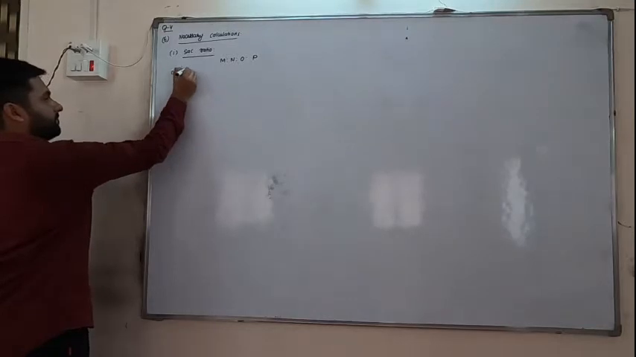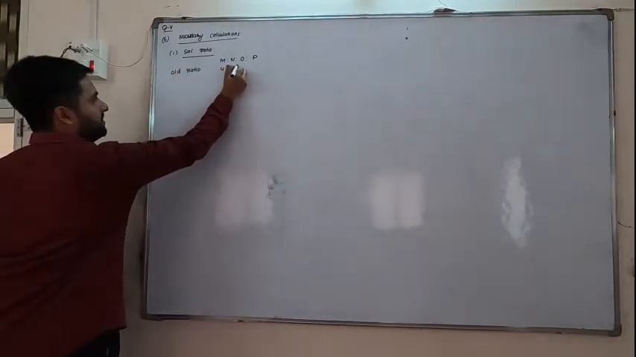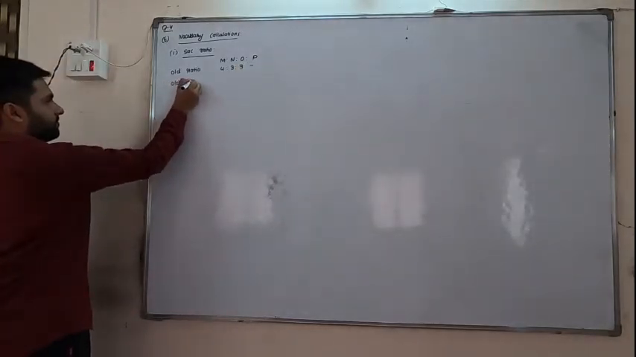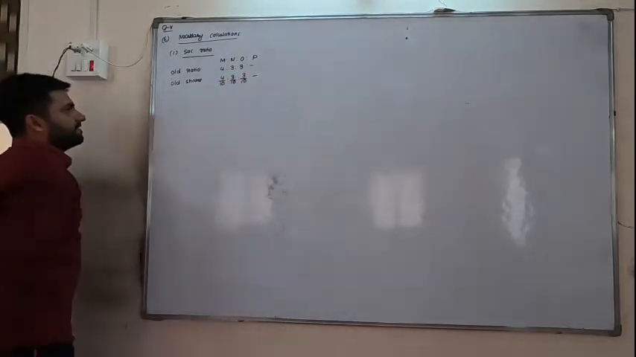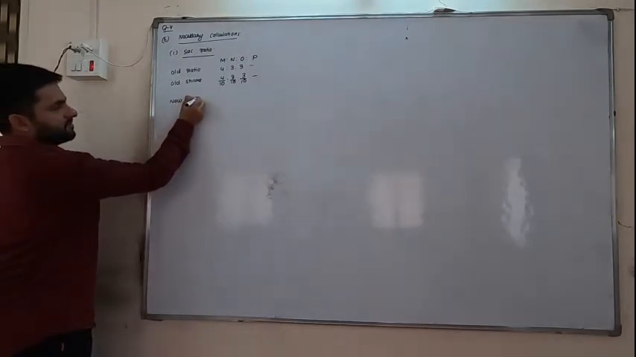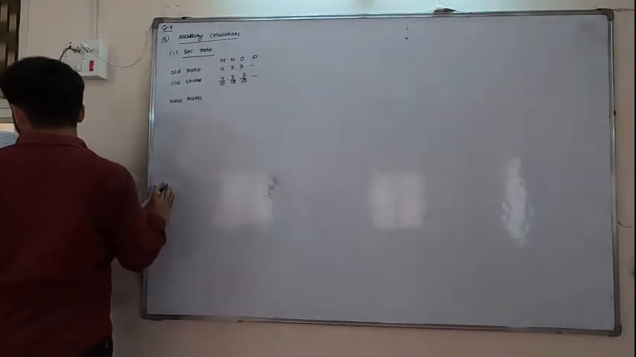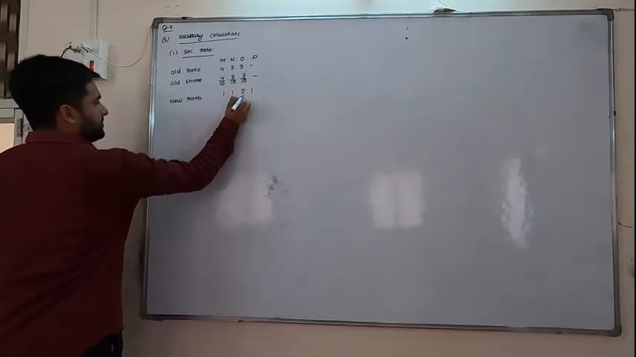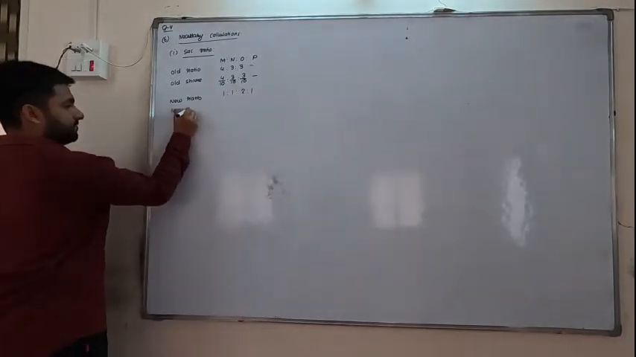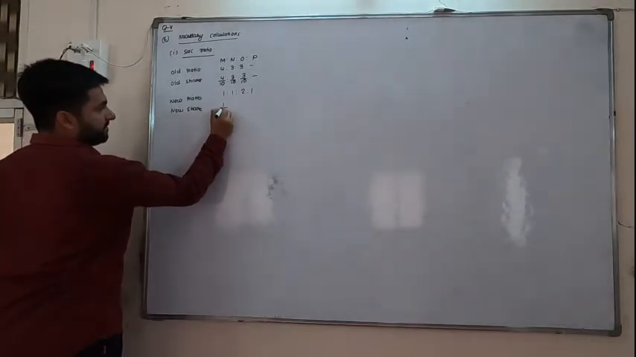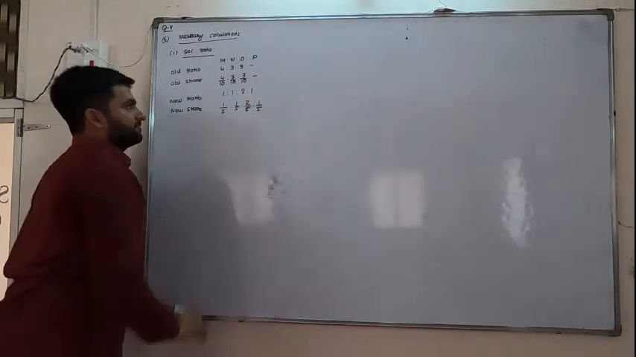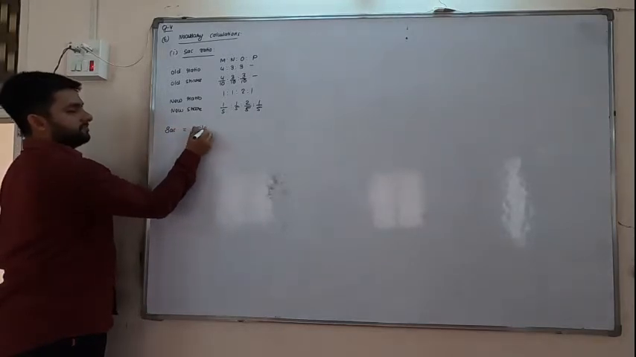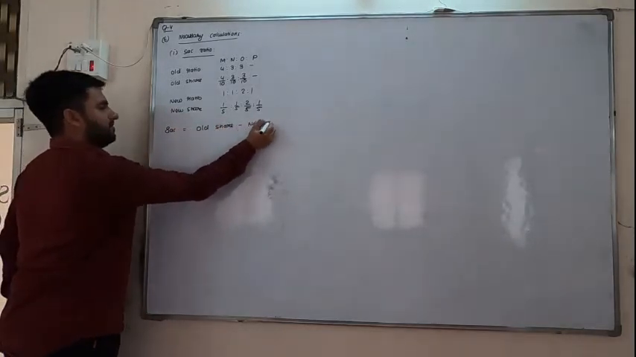M is 2, N is 2, O is 2, P. Old ratio 4:3:3. Old share 4/10, 3/10, 3/10. Again the new ratio is also given, so the sacrifice formula will be used. The new ratio is 1:2:1, so 1+2+1 is 4, and the new shares are 1/5, 1/5, 2/5 and 1/5. So first let's calculate this. Sacrifice is equal to old share minus new share.